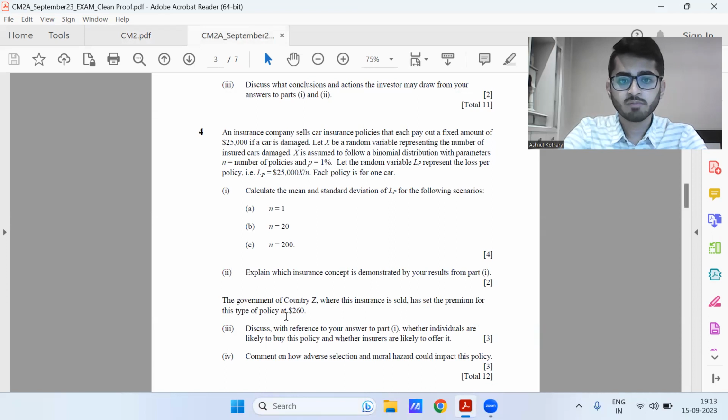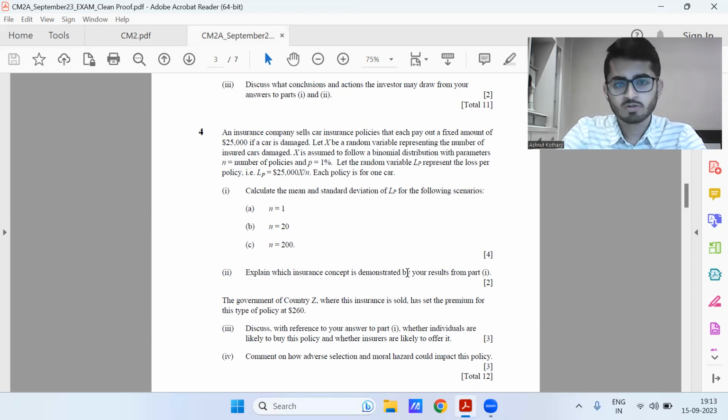Then it's stated that the premium being charged is 260. Part 3 is discussed with reference to your answer in part 1, whether individuals are likely to buy this policy or not. So the expected loss is 250, assuming the investors to be risk averse. Obviously they will be willing to pay a premium amount which is in excess of the expected loss itself. But again, it depends on the type of the utility function, whether at 260 premium, the resultant utility they get is higher than if they're not taking out the policy and taking on the risk themselves.